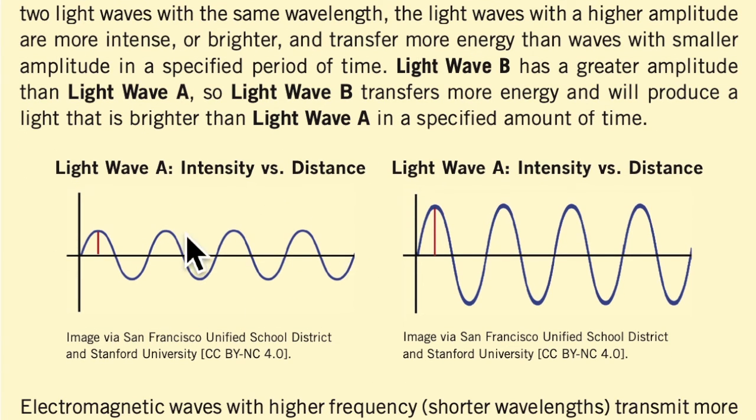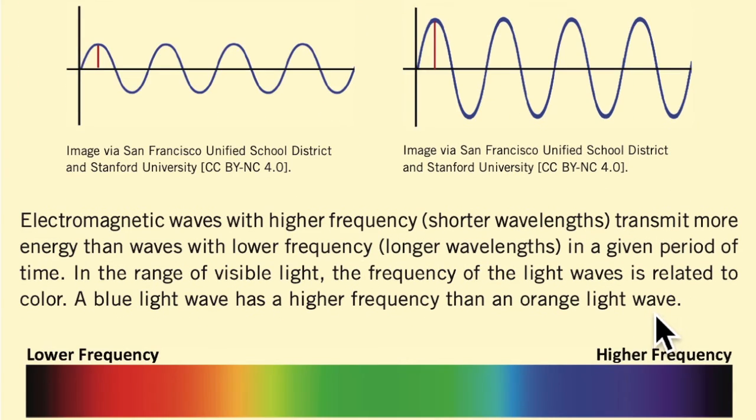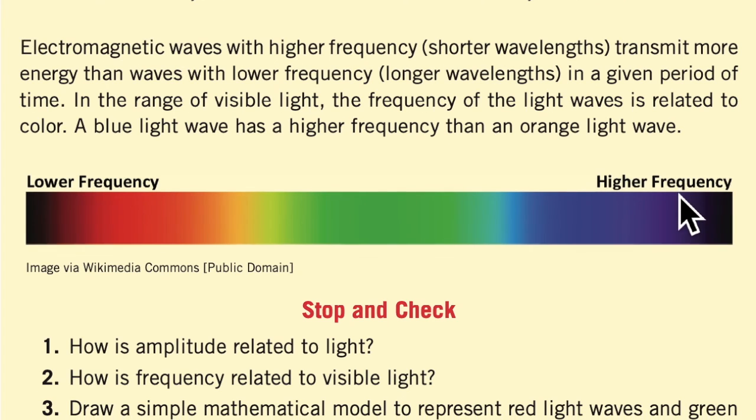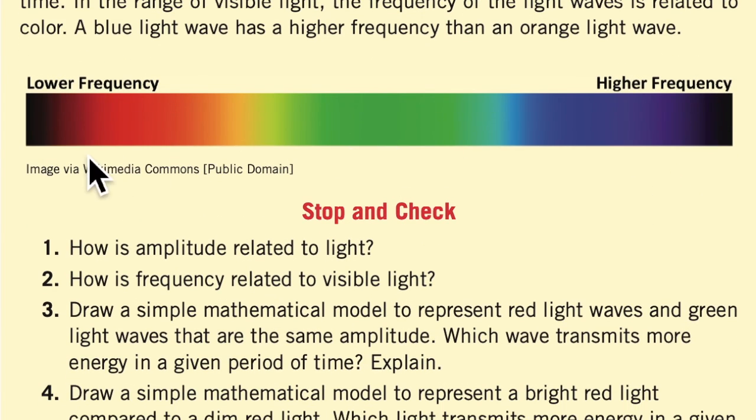Light wave A, intensity versus distance. Electromagnetic waves with higher frequency, shorter wavelengths, transmit more energy than waves with lower frequency, longer wavelengths, in a given period of time. In the range of visible light, the frequency of the light waves is related to a color. A blue light wave has higher frequency than an orange light wave. Lower frequency, higher frequency.